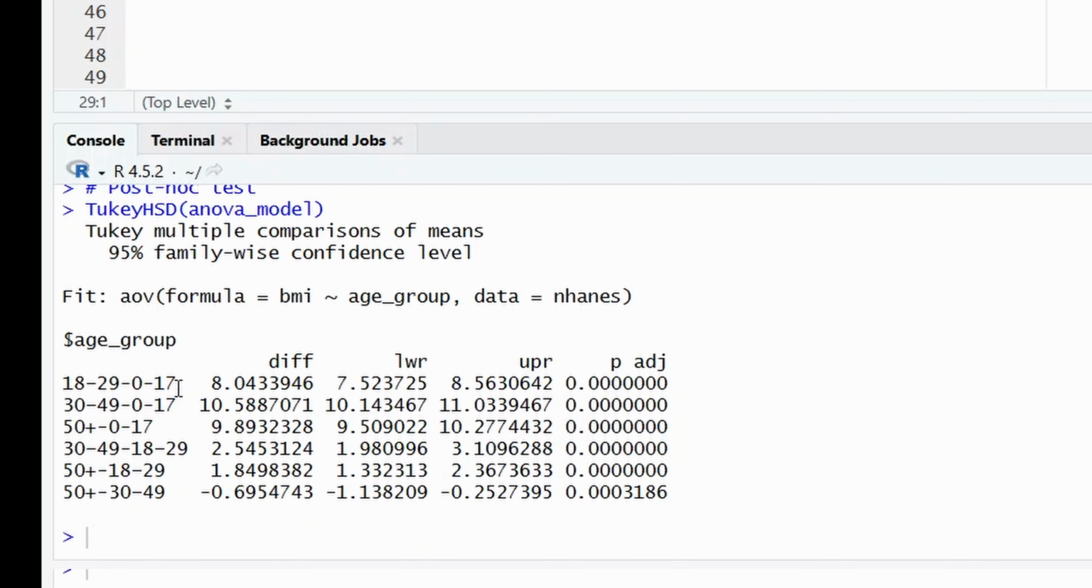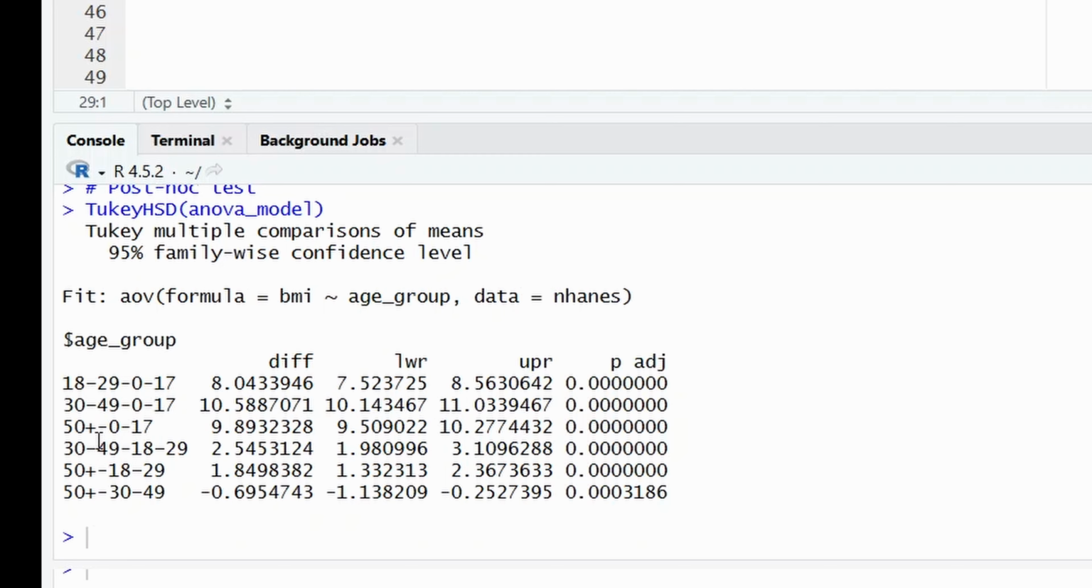First, we compare children and adolescents ages 0 to 17 to adults. Adults aged 18 to 29 have BMIs that are about 8 units higher than those aged 0 to 17. Adults aged 30 to 49 have BMIs about 10.6 units higher. Adults aged 50 and older have BMIs about 9.9 units higher. All of these differences are statistically significant, with p-values essentially equal to 0. From a public health perspective, this is expected. BMI naturally increases from childhood into adulthood due to growth, body composition changes, and lifestyle factors.